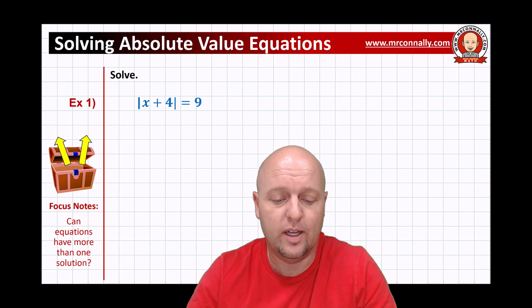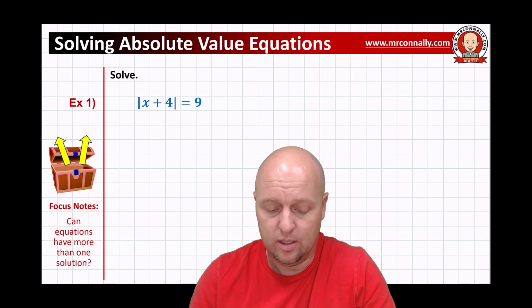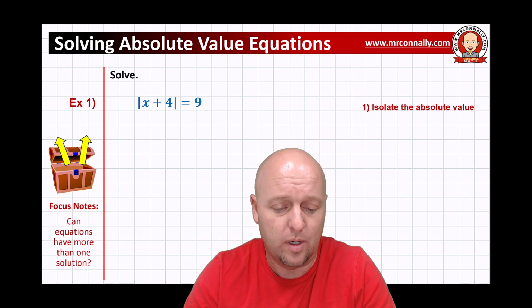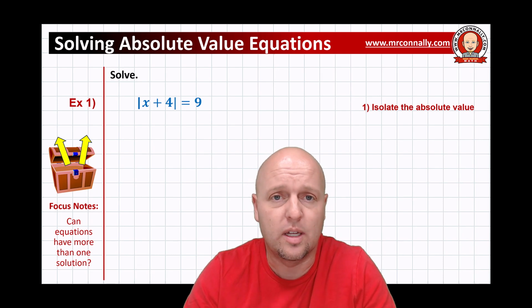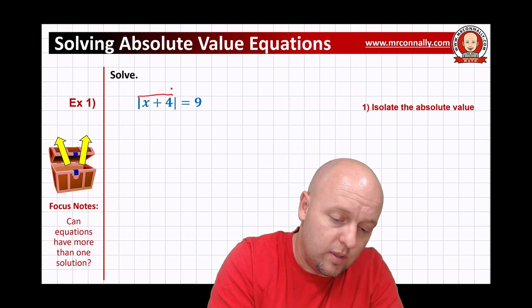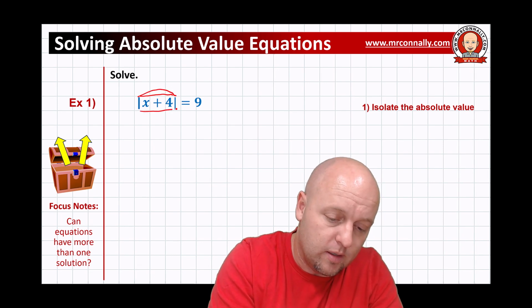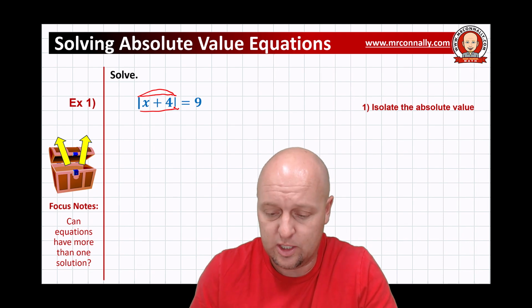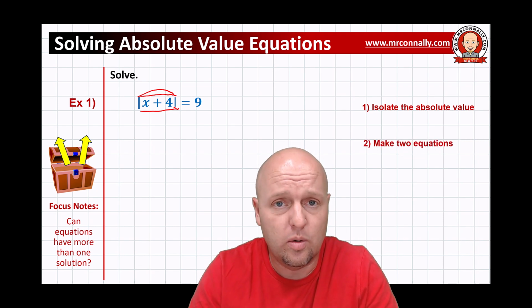Example 1, solve the absolute value of x plus 4 equals 9. The first thing we're going to want to do is isolate the absolute value part. So x plus 4, is it all by itself? Yes, it is. There's nothing around it. There's no pirates trying to steal our treasure. So if we think of our little treasure box right here, it's all good. There's nothing around.